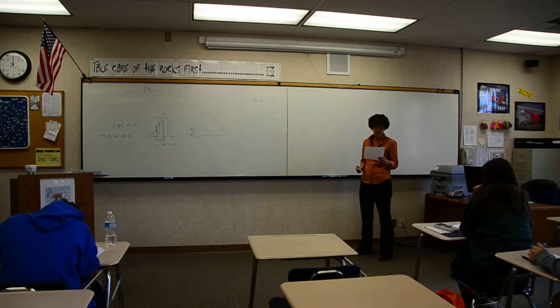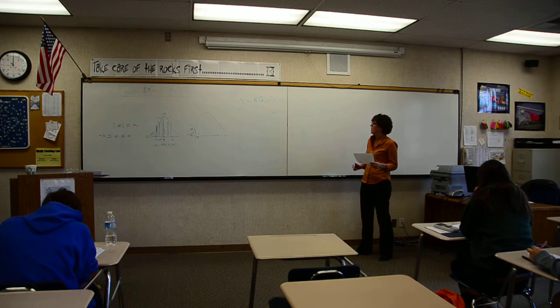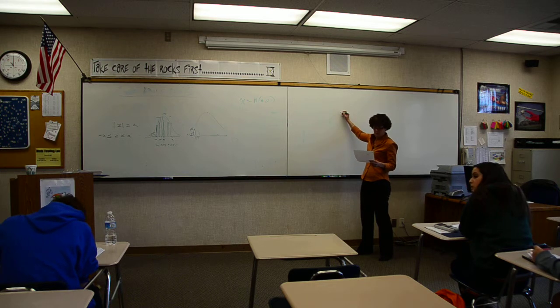Wait, you said we don't have a calculator? You don't have a calculator. All you have is a table. So you take each of those numbers, find how far they are from the mean. And how do I convert 27 to a z-score?